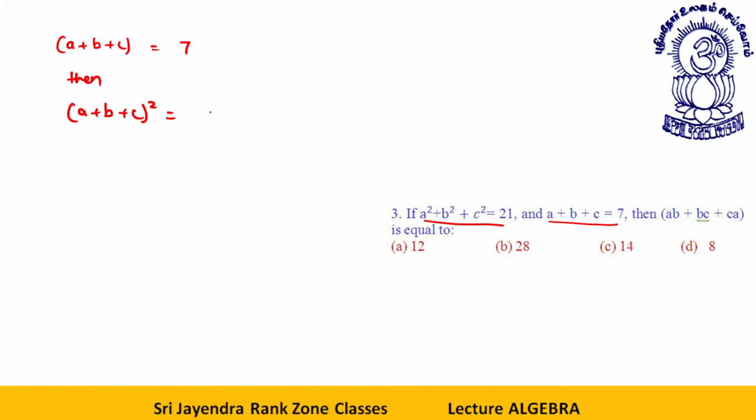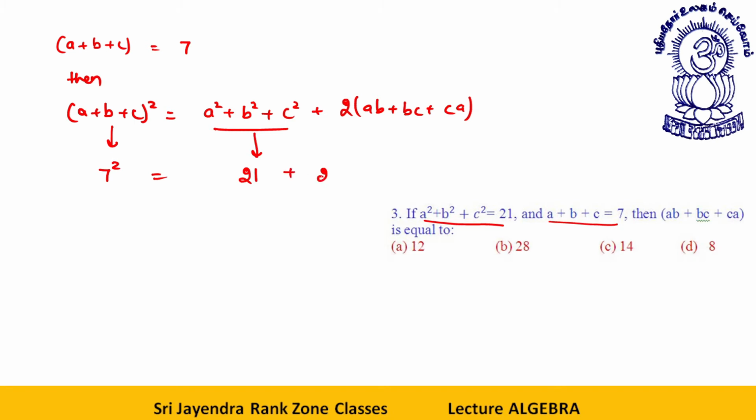(a plus b plus c) whole square will be a square plus b square plus c square plus double of (ab plus bc plus ca). This is the formula which we have discussed initially. Now this will be what? 7 square is equal to, in place of a square plus b square plus c square, I write 21, plus 2 into (ab plus bc plus ca).